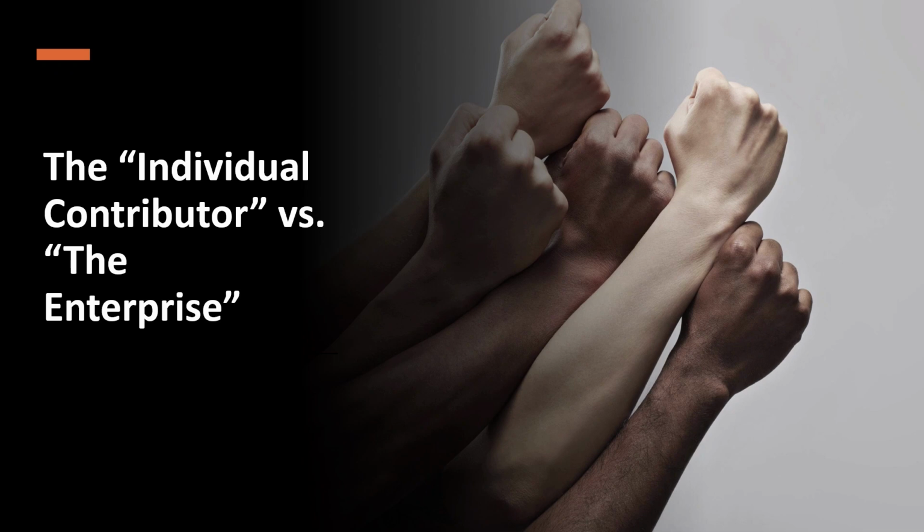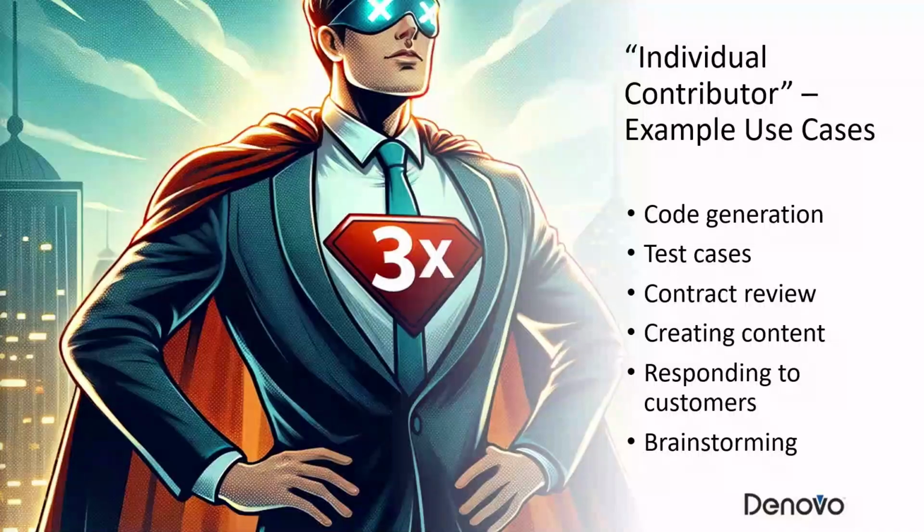So the individual contributor versus the enterprise. Right now, everything that we've been seeing with large language models has been focused around the individual contributor. So things like code generation. I do a lot of programming. I can tell you I am way more efficient using Copilot and ChatGPT than when I was on my own. I mean, something to the tune of 3 times more efficient in what I'm throwing out. Also, my code is so much better documented than it used to be.